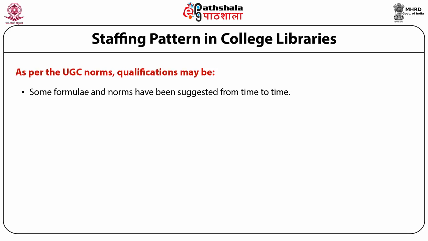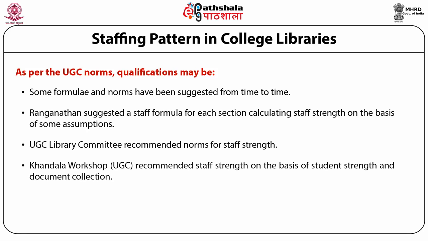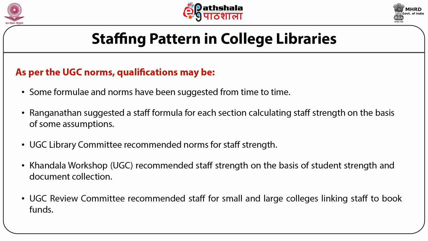Some formulae and norms have been suggested from time to time for staffing pattern in college libraries. Ranganathan long back suggested a staff formula for each section of the library, calculating staff strength on the basis of some assumptions. UGC Library Committee recommended norms for staff strength. UGC workshop held at Khandala recommended staff strength on the basis of student strength and document collection. UGC Review Committee recommended staff for small and large colleges, linking staff to book funds.